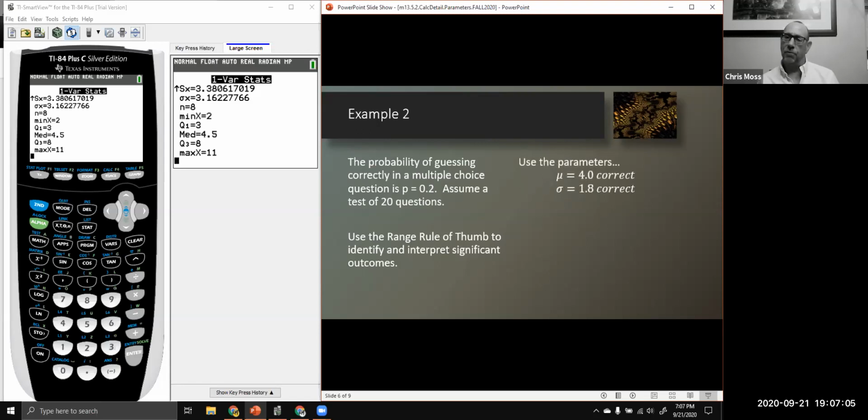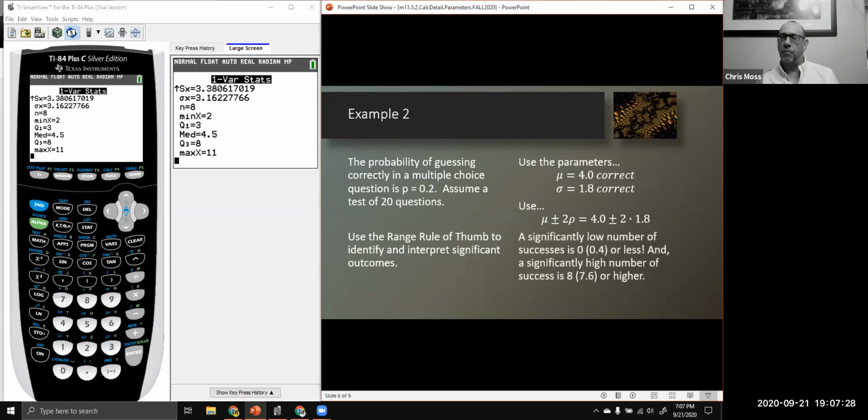I'll need the parameters, mu equals 4.0 and sigma equals 1.8. I usually use the rounded versions for this kind of calculation. More accurate would be to use the unrounded version and carry more decimal places. So I'll take the mean and I'll add and subtract 2 standard deviations.